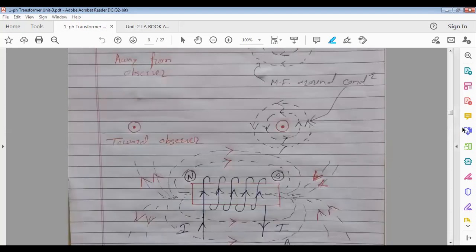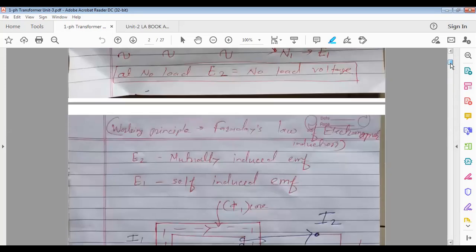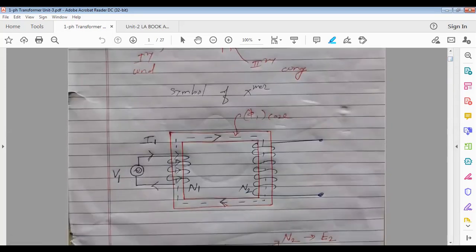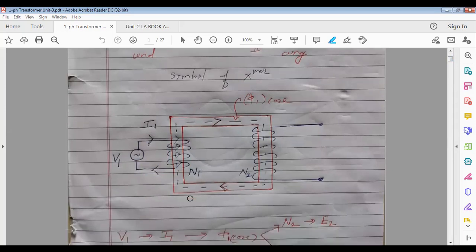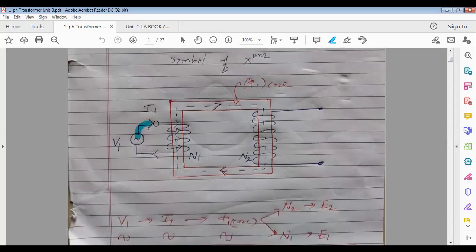Now here in the transformer the same thing will happen. See here, AC voltage you have applied, AC current is flowing through this coil, it will produce a rounded magnetic field. Now can you tell me, whatever the coil direction is over here, apply the right hand thumb rule here, and tell me in which direction current will flow through this central limb? Upward or downward?